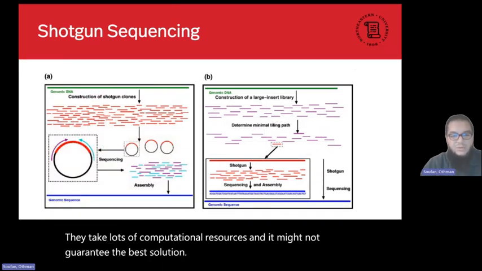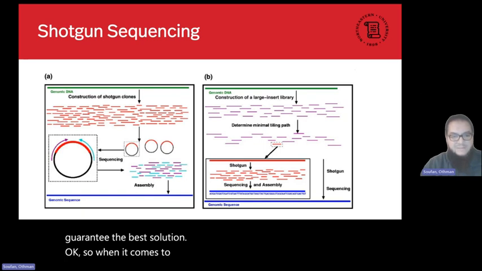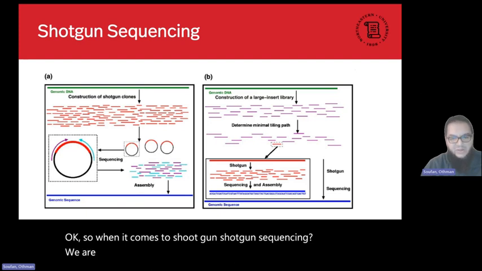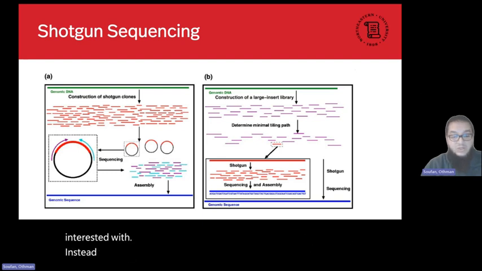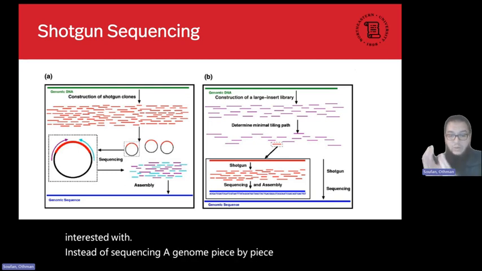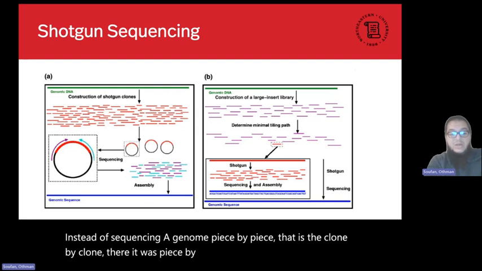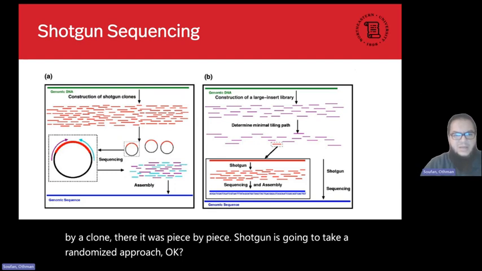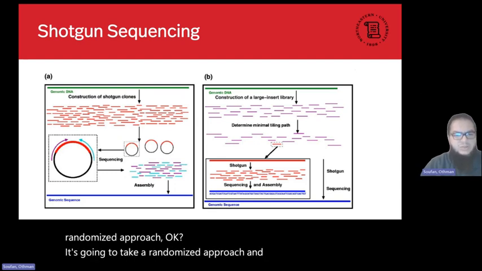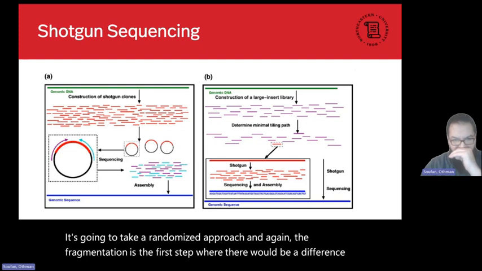Okay, so when it comes to shotgun sequencing, we are looking at a method that is used to sequence long strands of DNA, such as whole genomes. That is what we are interested in. Instead of sequencing a genome piece by piece, that is clone by clone, where it was piece by piece, shotgun is going to take a randomized approach, okay? And again, the fragmentation is the first step where there will be a difference as compared to clone by clone.